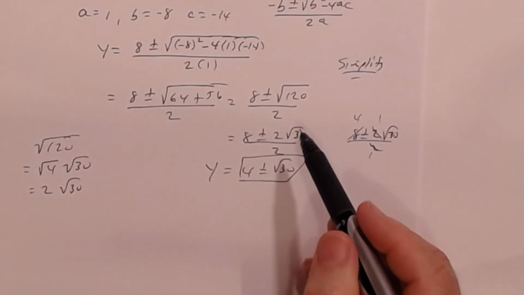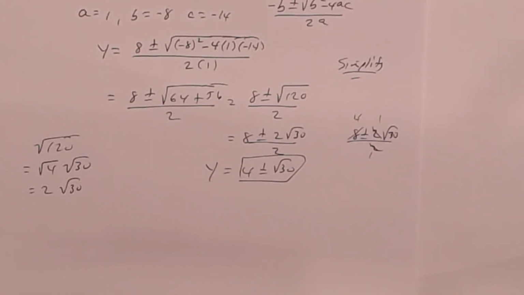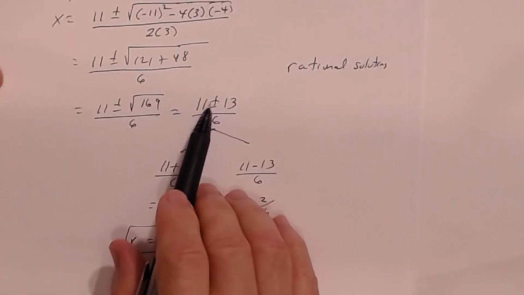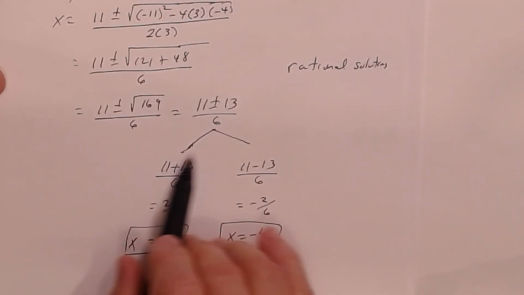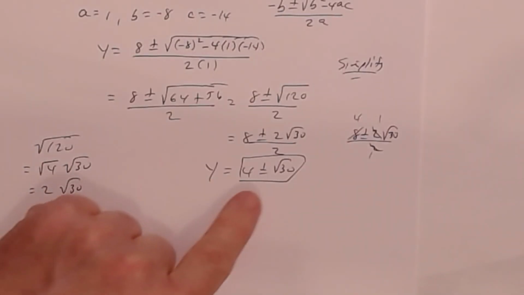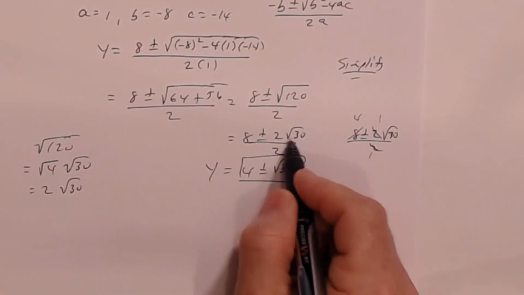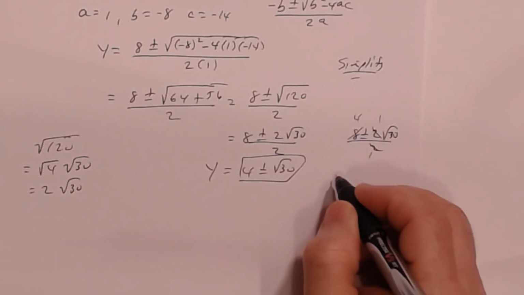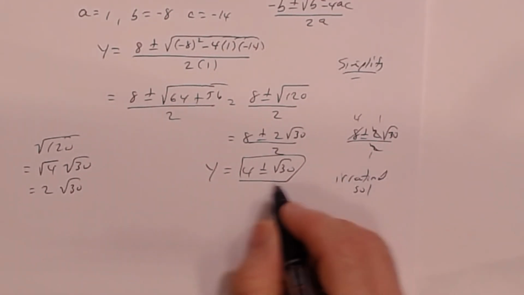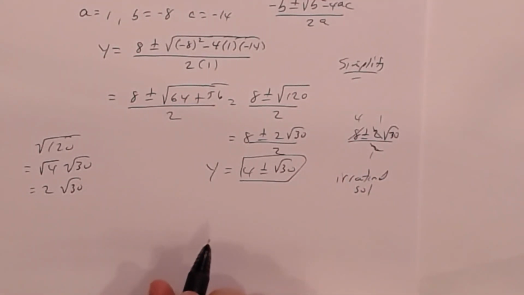Notice, though, that remember in number 1, we had that 169 was a perfect square, and so 11, 13, and 6 were all rational numbers. So you're going to get rational solutions. Here, the square root of 30 is irrational, so you're going to end up with irrational solutions. And so notice that your solutions are irrational numbers.